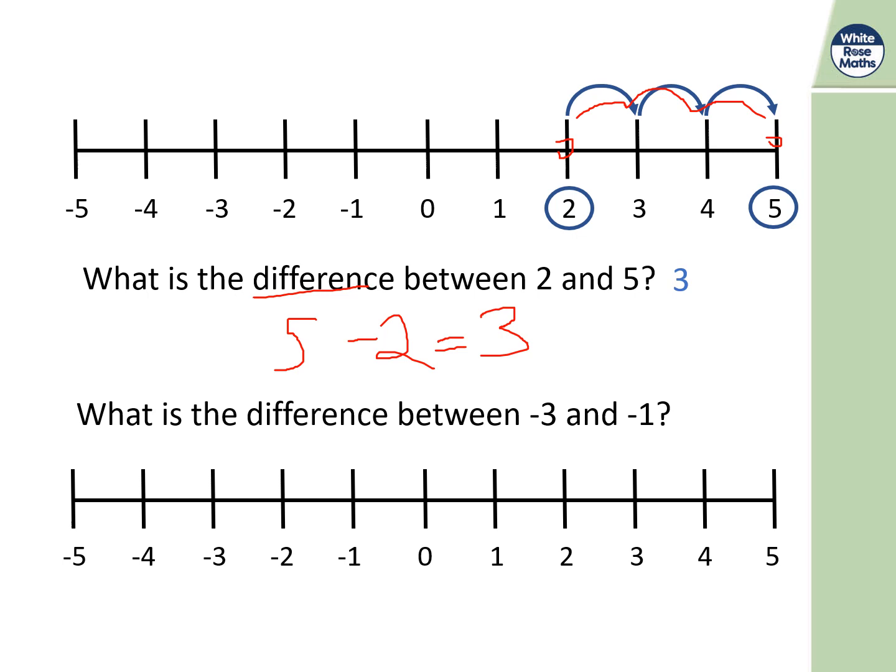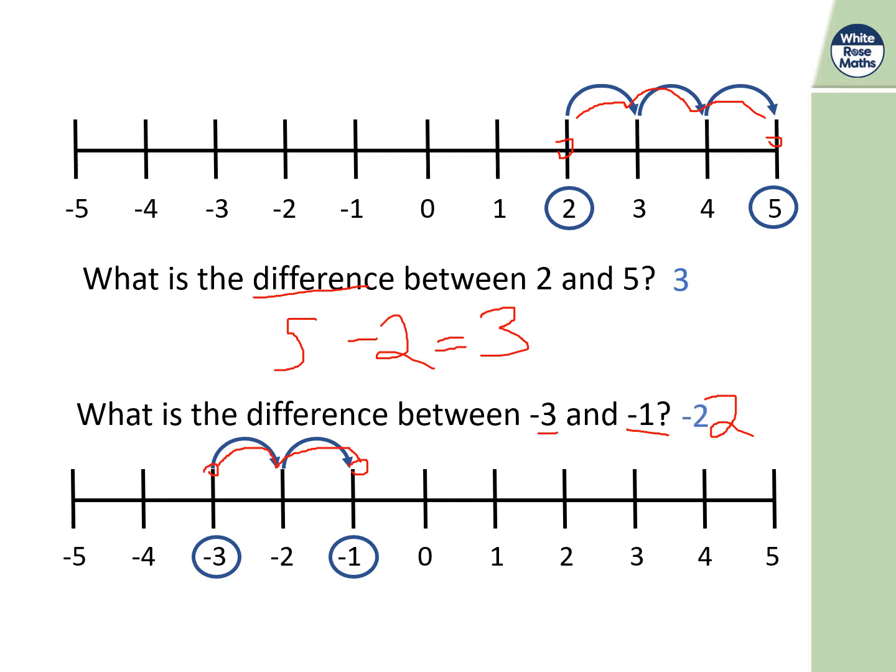What is the difference between negative 3 and negative 1? Number of jumps: 1, 2. So the answer will be 2. It's 2 jumps.